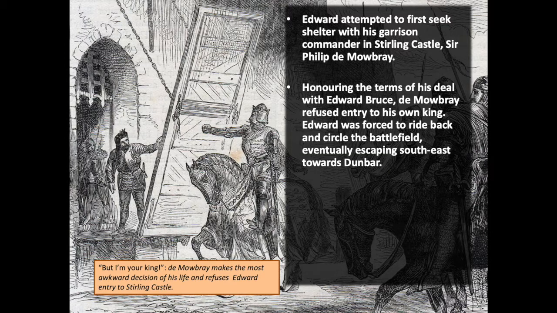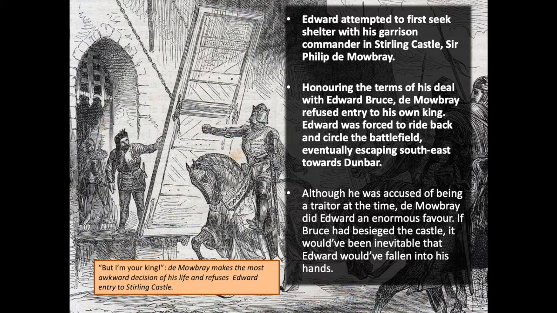He did make the right decision in the end, and hopefully Edward would have seen that. Edward was forced to ride back and circle the battlefield, so he has to ride back into danger with his knights, eventually escaping southeast. So he does get out towards Dunbar, back on the road towards the border with England.